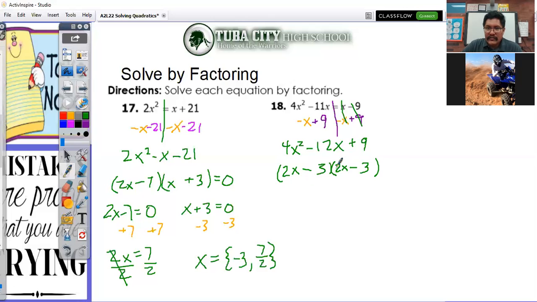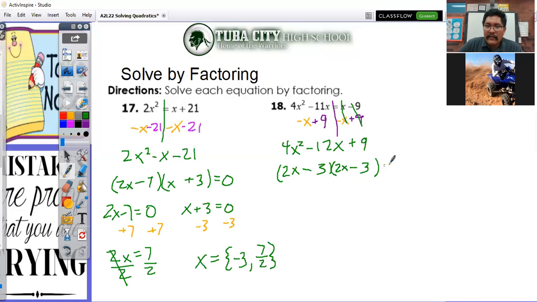So 2 times 2 is 4. x times x is x squared. 2x times negative 3 is negative 6x, which is actually the same thing in my inside numbers here. Negative 3 times 2x is also negative 6x. Negative 6 and negative 6, put them together, you get negative 12x. Negative 3 times negative 3 is positive 9. So we checked it, it works out.